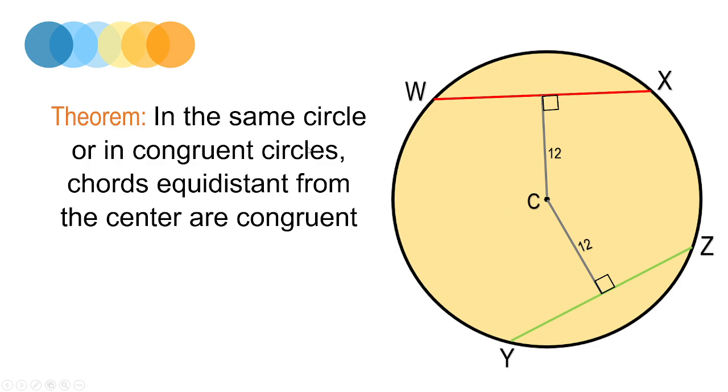So what can we conclude? What is the theorem saying? That if the two chords are equidistant, so chord WX is 12 units from the center and chord ZY is 12 units from the center, they are equidistant. So what is that? The chords are congruent. So chord WX and chord YZ are congruent. You see here the indicator showing their congruence. As simple as that, that is what the fifth theorem is about.